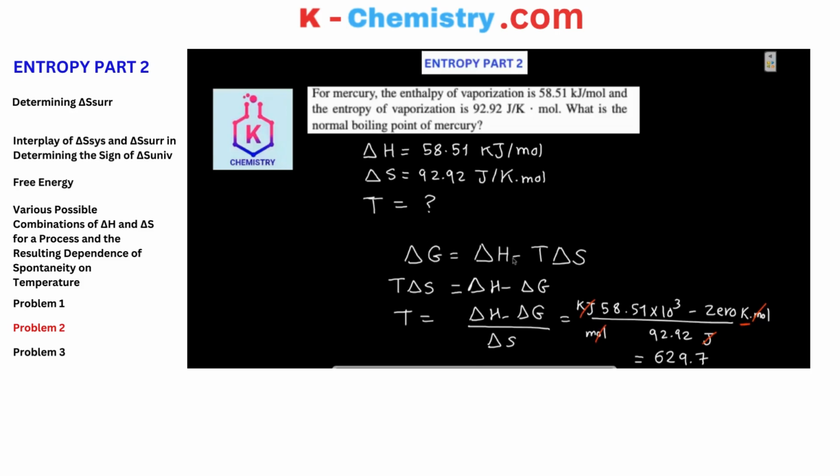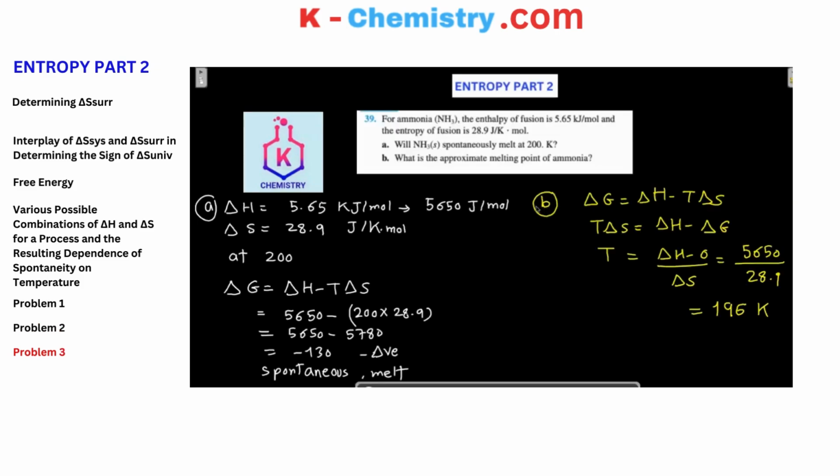Delta G is equal to delta H minus T delta S. I will bring the T alone. So on the other side it would be positive T delta S equal to delta H, and delta G here is 0. Delta H I will change into joule instead of kilojoule by multiplying by 10 to the power of 3. And then delta S is 92.92. Do the division, you will get 629.7.